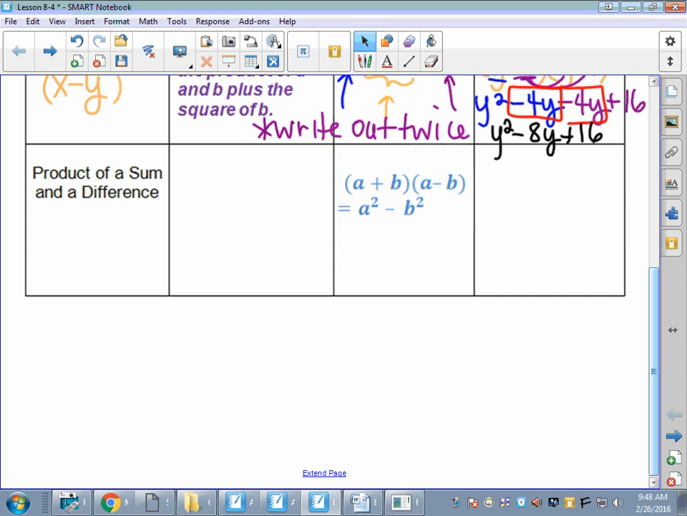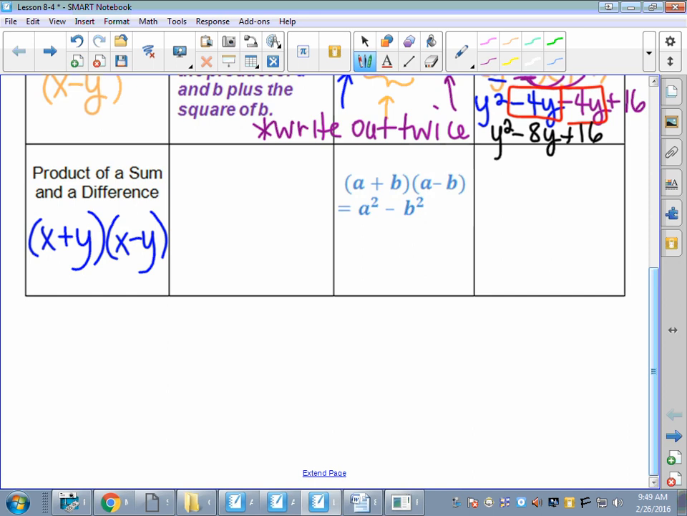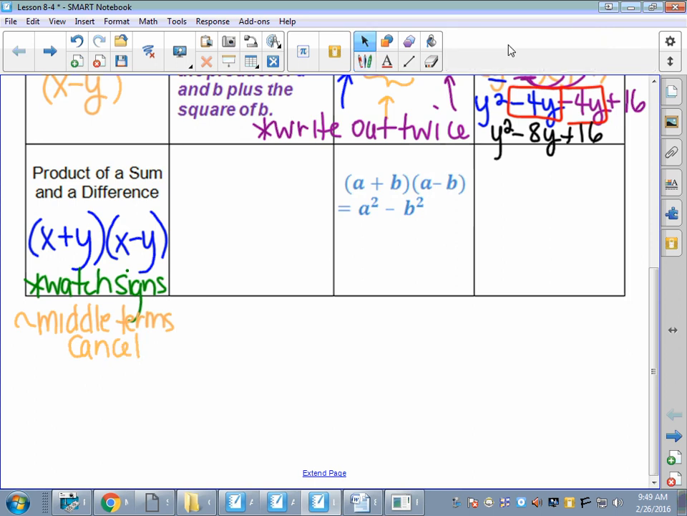Last but not least, product of a sum and a difference. So you've got 2 binomials. I'll use different letters. So you've got an x plus y and an x minus y. One is a sum, addition, one's a difference, subtraction. Here's the nice thing about this. If you watch the signs, the middle terms will always cancel. You'll be left with a binomial for your answer.